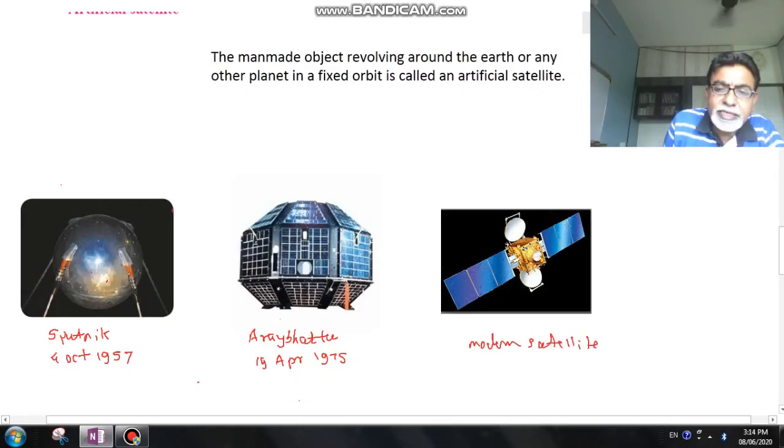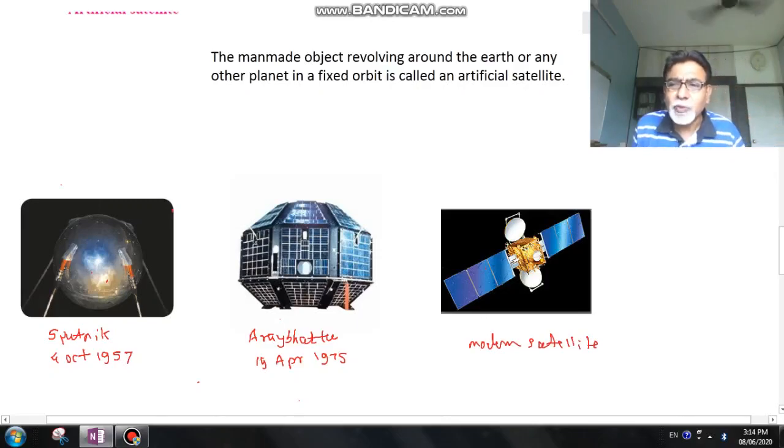Nowadays satellites are too much advanced. They are working on solar energy, so they are having what? Solar panels. Look at this, solar panels like wings on both sides, so that they will carry out uninterrupted functioning of their machineries. They are having a dish also on both sides. Look at here, these are the dishes to transmit and receive the signal from the earth. This is a modern satellite.